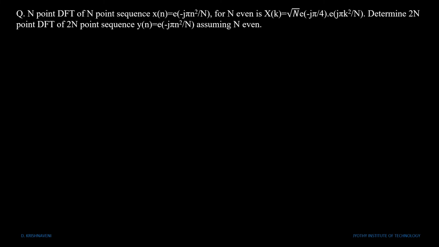Next, N-point DFT of N-point sequence x of n is given. X of n is given, N-point DFT is given as X of k. You have to determine 2N-point DFT of 2N-point sequence. You can see y of n and x of n are same. Only thing is X of k is N-point DFT, and you have to determine now 2N-point DFT of the sequence.